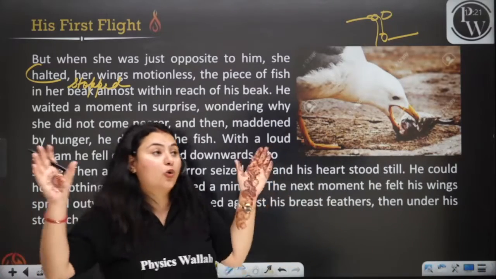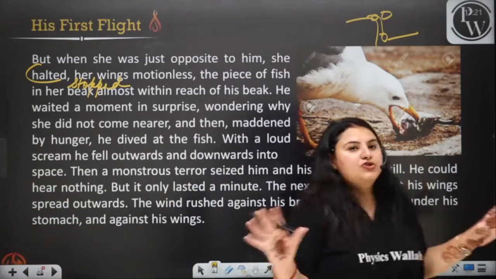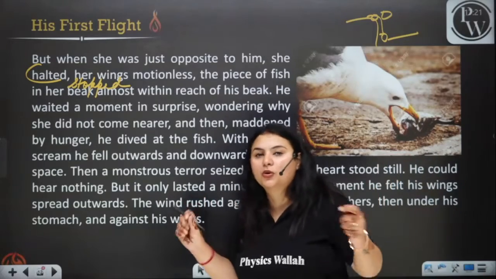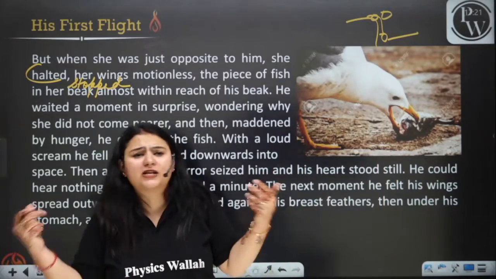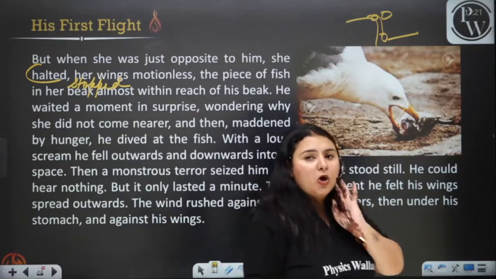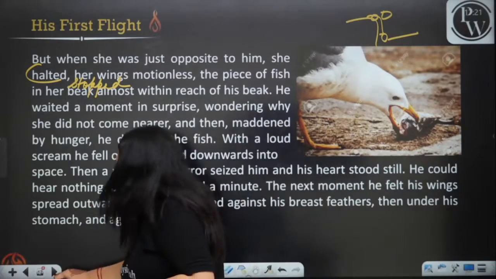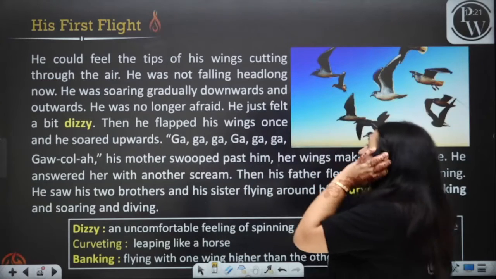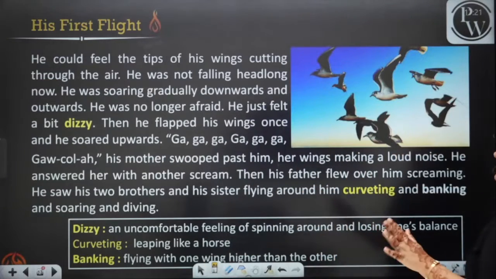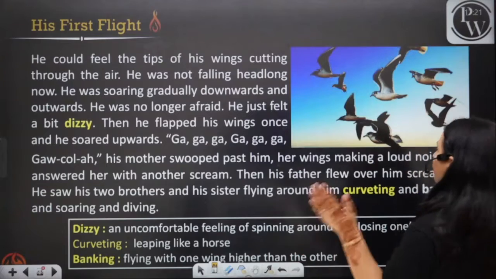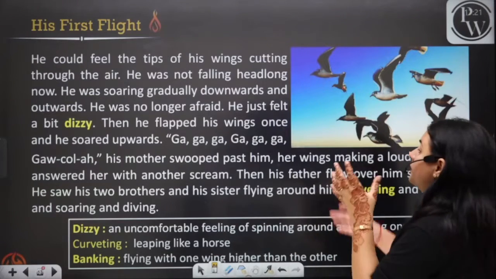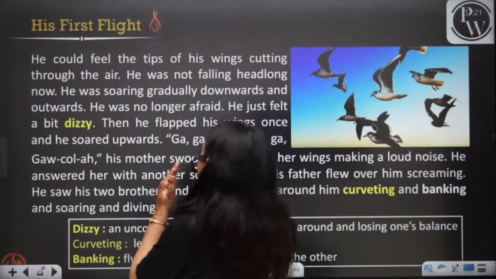He could feel that this monstrous feeling was just for a minute. Okay, I was frightened, but just for nothing, because the wind seemed to enter his wings. He could feel the tips of his wings cutting through the air. He was not falling headlong now. He was soaring gradually downwards and outwards.